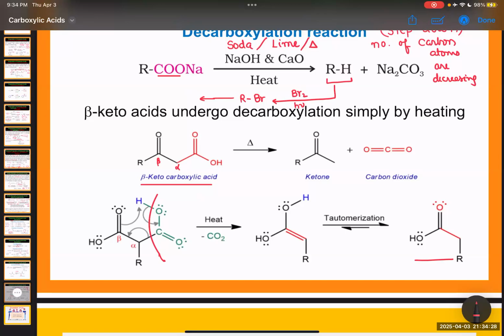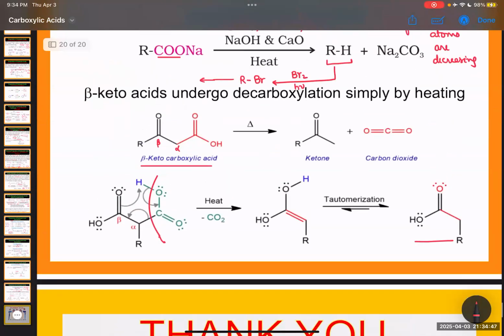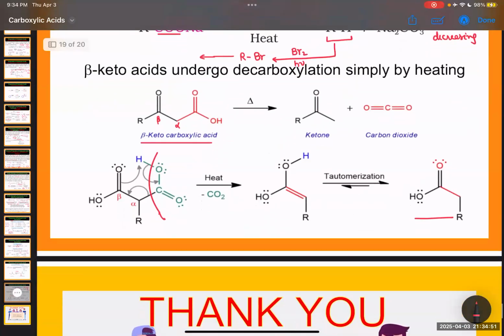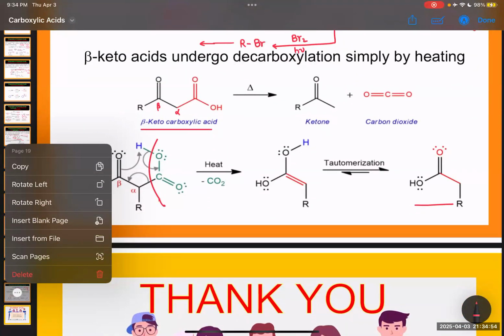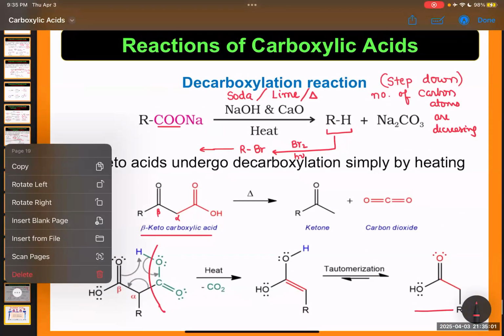This is very, very important. So wherever you have a carboxylic acid with CO2 being removed just by heating, it means it must be a beta keto acid. So I hope this is clear to you. Got it? So now this is carboxylic acid. Let's move on to some questions. We will do some questions and then we will move to the next chapter.